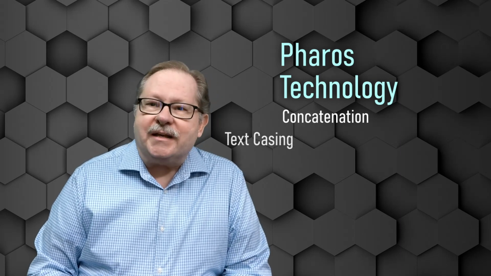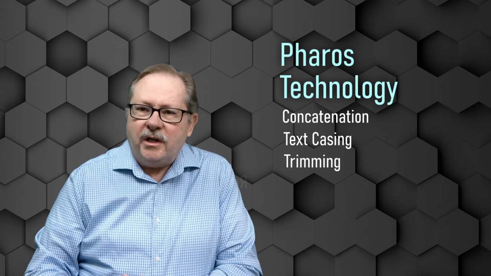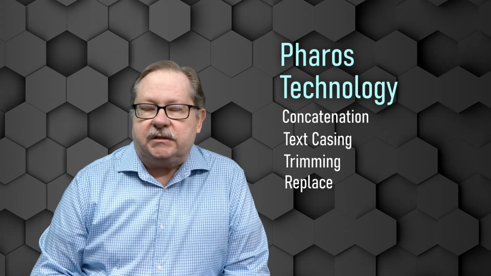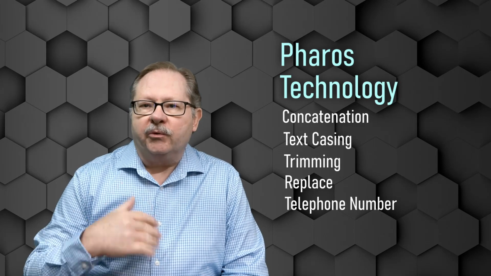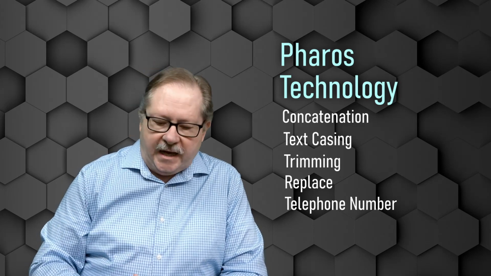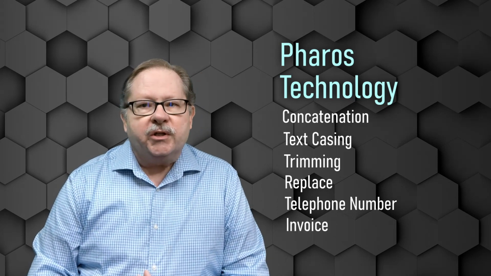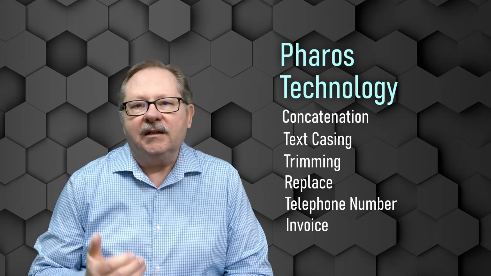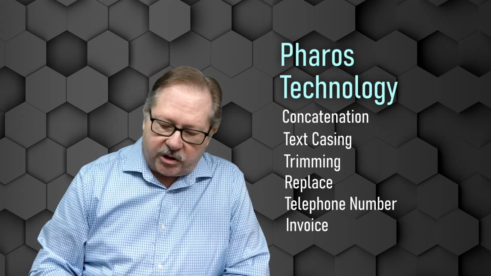Today we're going to talk about several different subjects. We're going to talk about concatenation, changing the case of data that's already in your fields, trimming the data that's in your fields. We're going to find a replace function. We're going to take a telephone field that's just all characters and make it look pretty with the parentheses and the dashes. And we're going to then also pad an invoice number so that the invoice number can contain leading zeros and fill up a field of 10 rather than have the numbers lopped off.